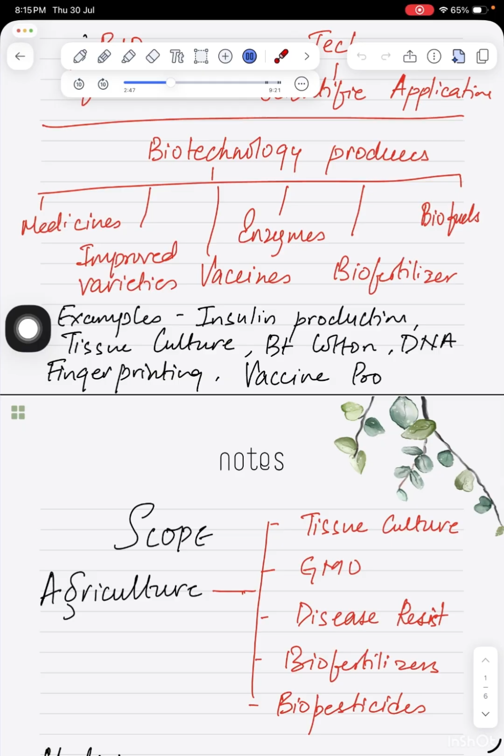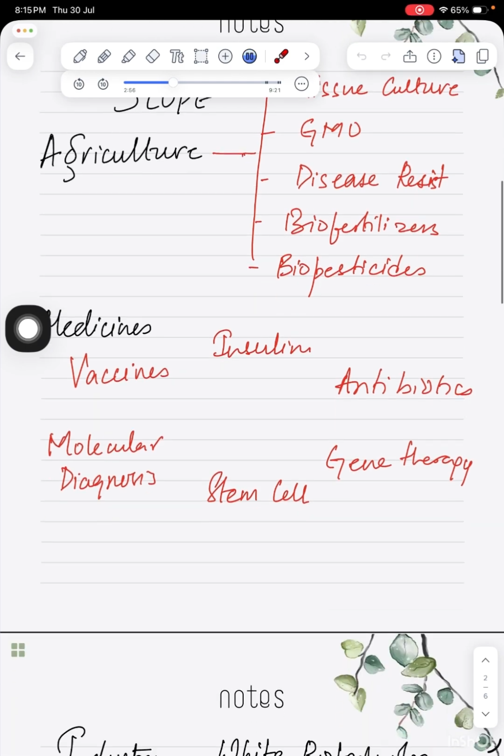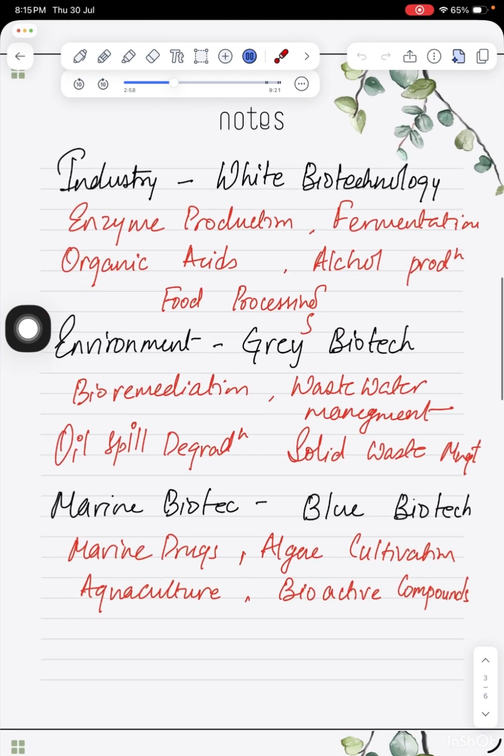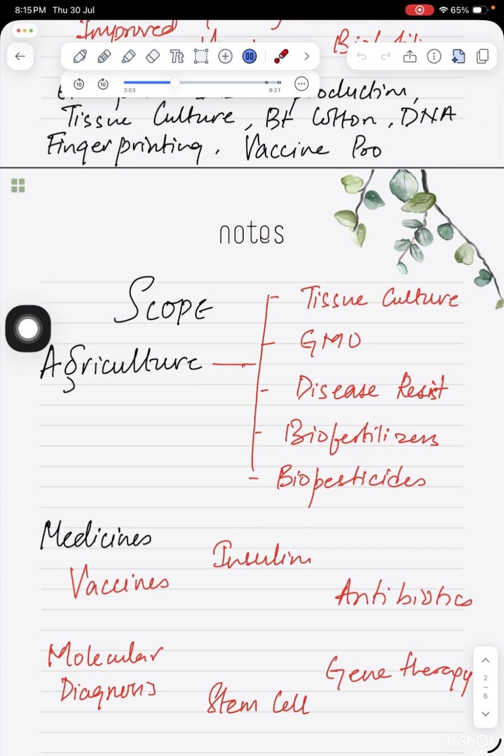Okay, so we will see the scope. Scope is nothing but in how many different fields this technique is used. So there are different fields like agriculture, medicine, industry, environment, and marine biotechnology. So we will briefly see one by one.